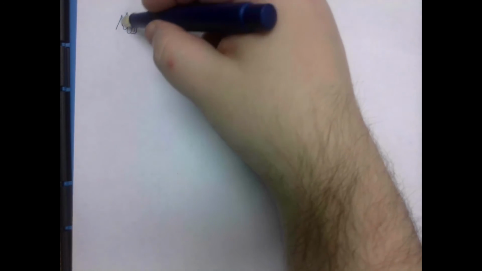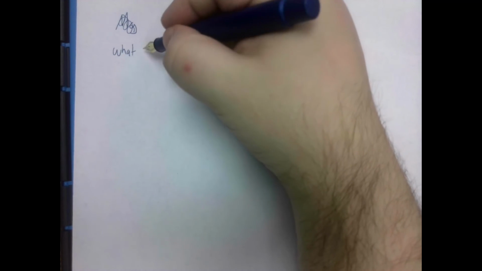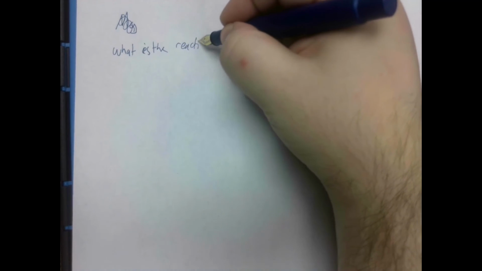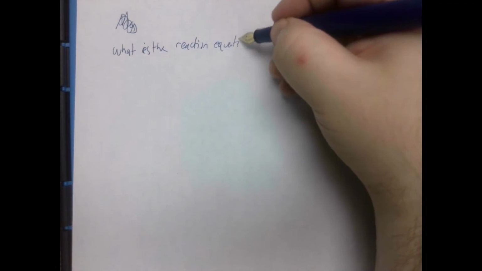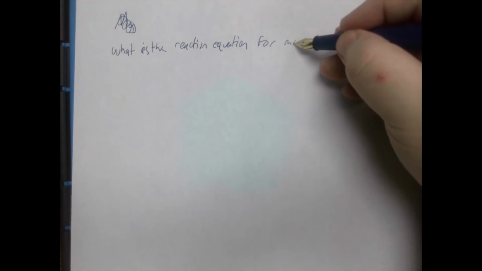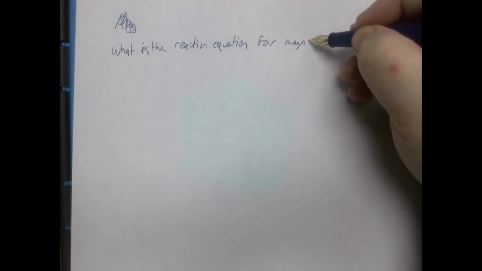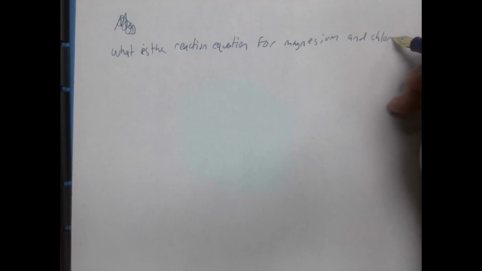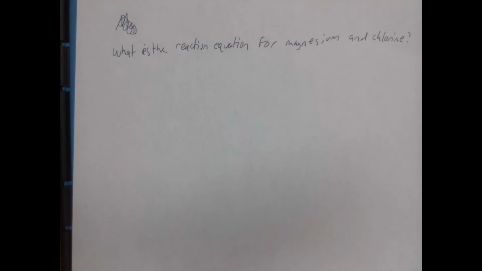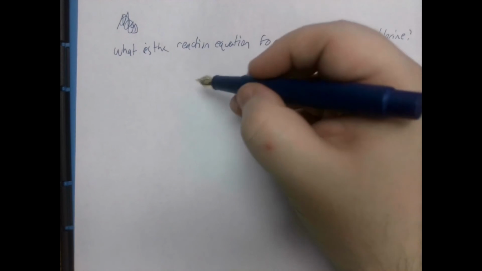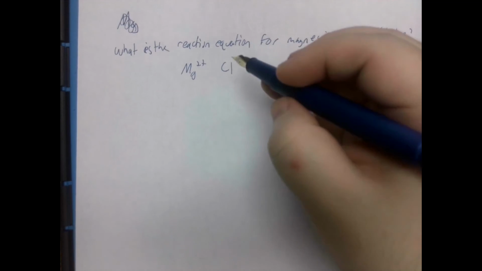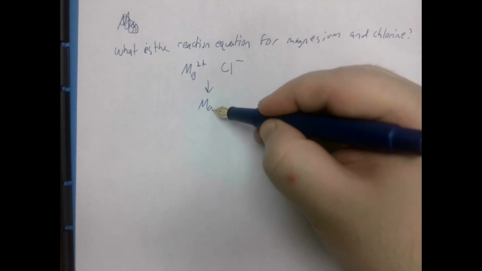Here's a question for you guys. What would be the formula? What is the reaction equation for magnesium and chlorine? You don't need to know this now, but it'll be useful later on to be thinking about it right now. So we know that magnesium 2 plus and chlorine minus are going to react together to make magnesium chloride, MgCl2.